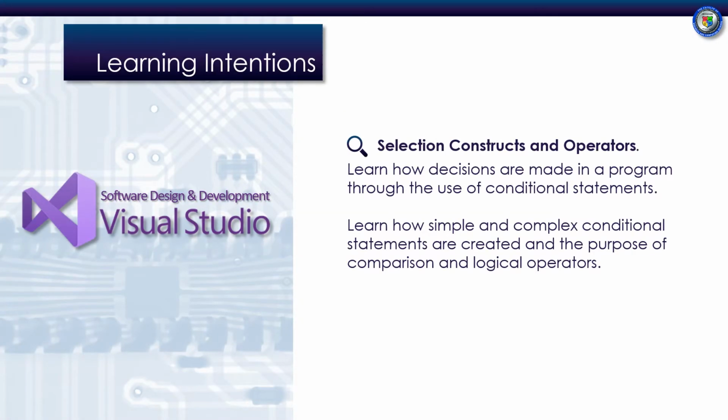Welcome back to our Software Design and Development unit. In this lesson we will look at selection constructs and operators. We will find out how the computer makes decisions based on conditions that have to be met. We will also look at the sequence of instructions, or the order in which instructions come, and we will investigate why it's important that those instructions come in a particular order when we're writing a program.